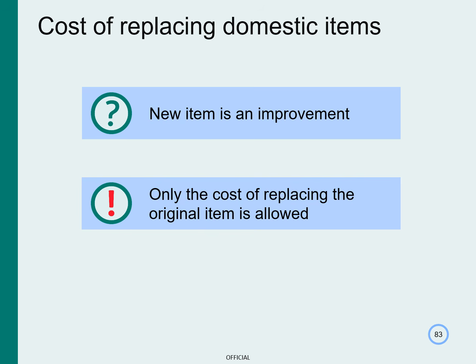If the new item is an improvement, you can only claim the cost of buying an item, which is the same as the original. For example, if you replace a chair with a sofa, this is an improvement and only the cost of a new chair is allowed. Where the replacement is a reasonable modern equivalent, this doesn't count as an improvement. The full cost of the replacement item is allowable. An example would be a replacement fridge with an improved energy efficiency rating compared to the old fridge.